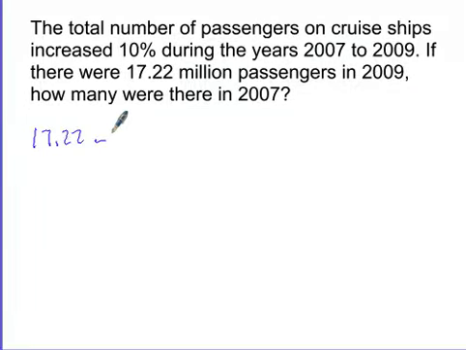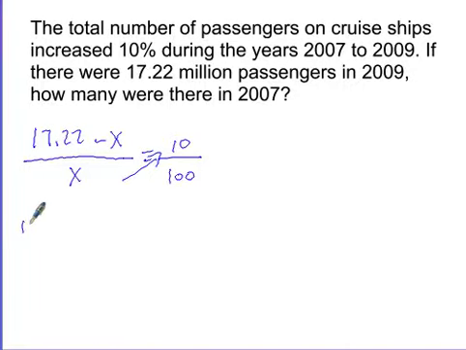Minus x over x, right? Equals 10 over 100. How are we going to solve that? Cross products, right? Okay, so that one is going to be 10 times x equals, this one would be 100 times 17.22 minus x.